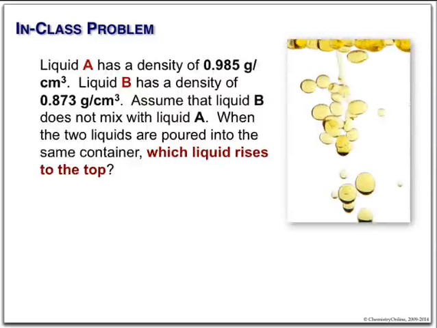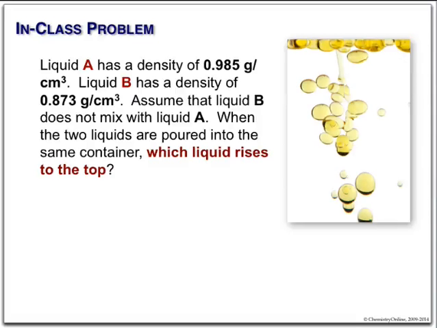All right, here we have oil and water. We're going to call them liquid A and liquid B. We are given that liquid A has a density of 0.985 and liquid B has a density of 0.873. If we take and we mix these together, without knowing that you're dealing with oil and water, which one is going to float?